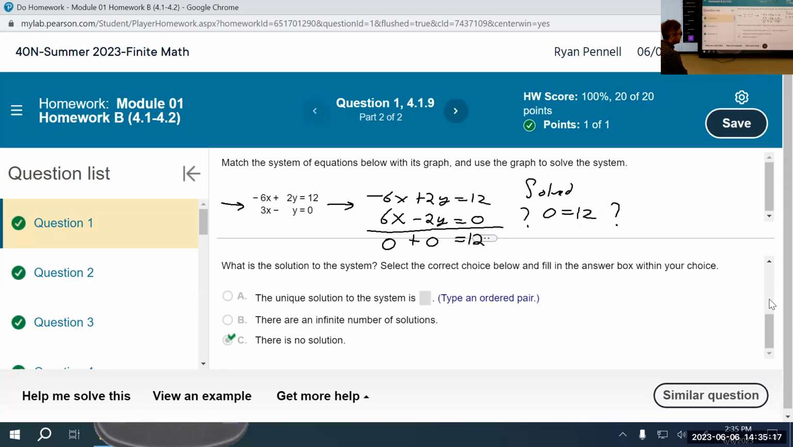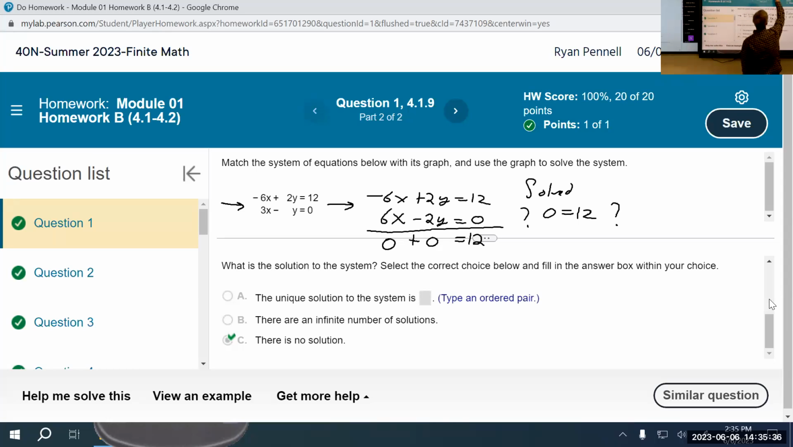If you remember, what question was it? The tickets, the jazz tickets. We had two lines and we found where they intersect. Here they don't. So there's no solution to the system. No solution to the system.